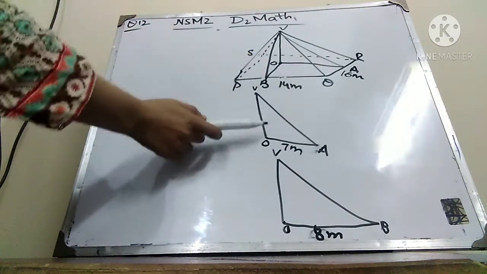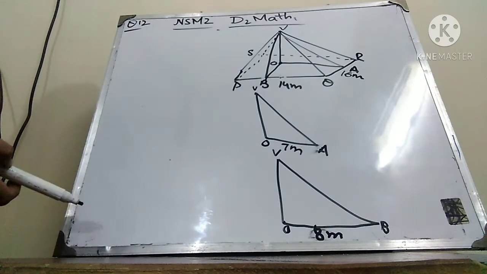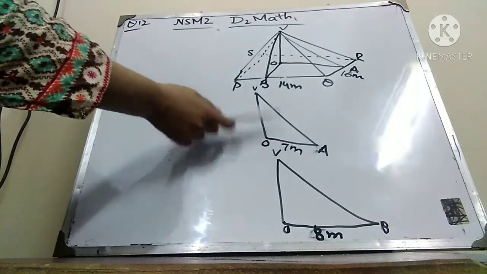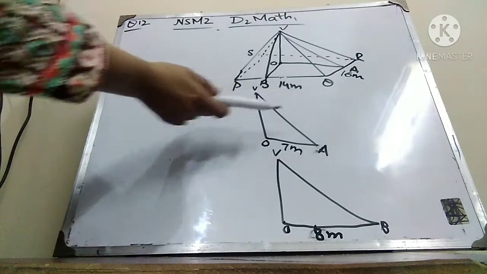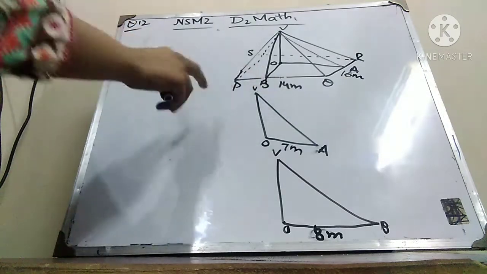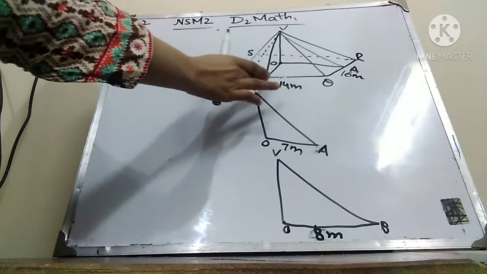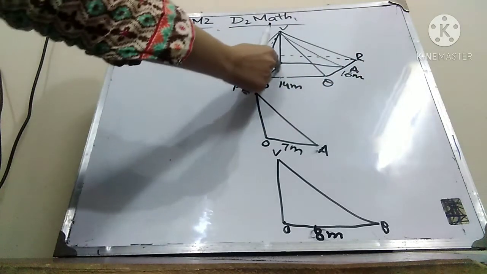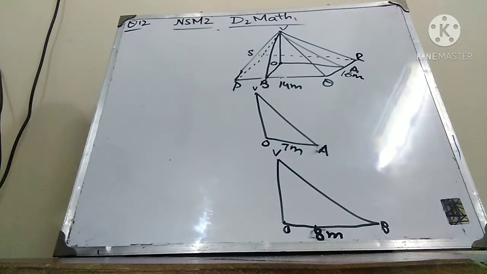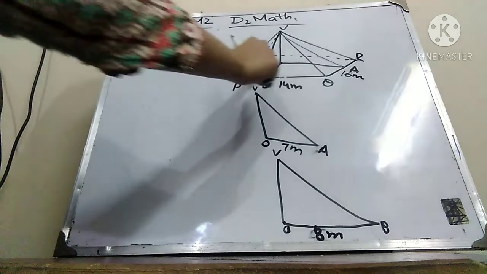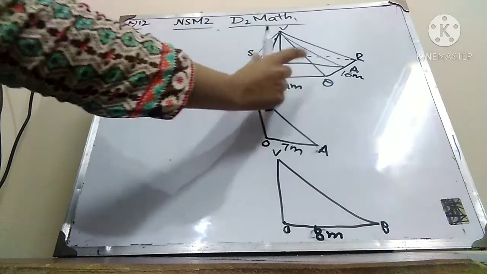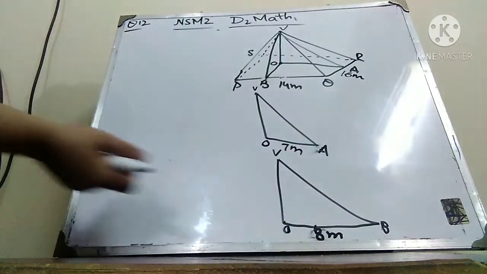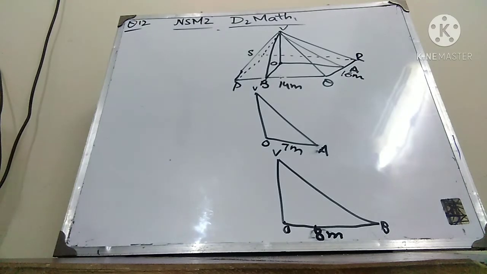I have drawn these two triangles separately over here. Here you can see that these two are the triangles. So students, remember that O is the half of PQ. The length of OA will be equal to 7 meter. Here you can see that 16 meter is the total height, so OB is the half of 16 meter, which is 8, and OA is the half of PQ, which is 14, so half will be 7. So here I have written OA is equal to 7 meter and OB is equal to 8 meter.